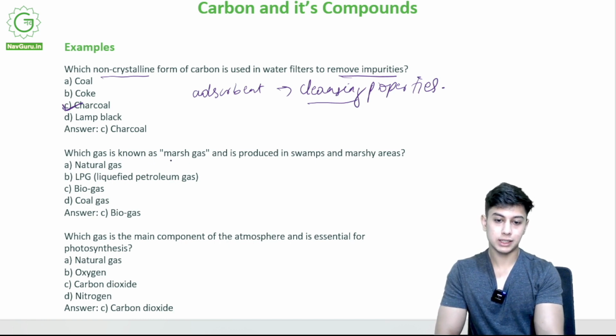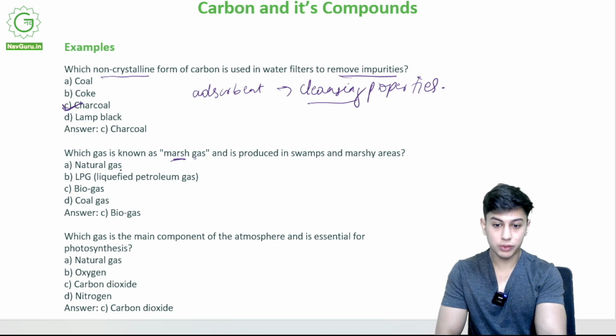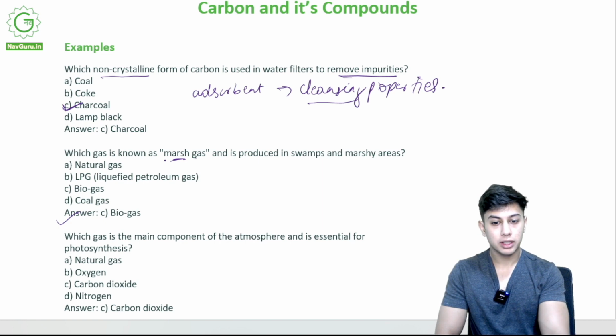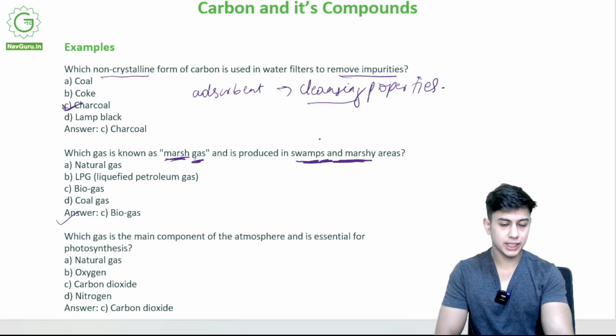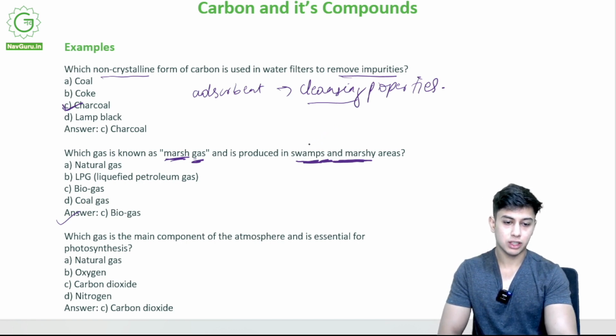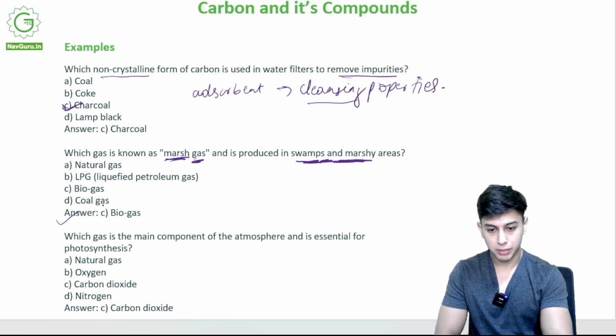Which gas is known as marsh gas and is produced in swamps and marshy areas? Natural gas, LPG, biogas, coal gas. The answer is biogas. It is also known as marsh gas. Why marsh gas? Swamps and marshy areas. Swamp means wet, dirty areas, which have a lot of degrading organic matter. So that is biogas.